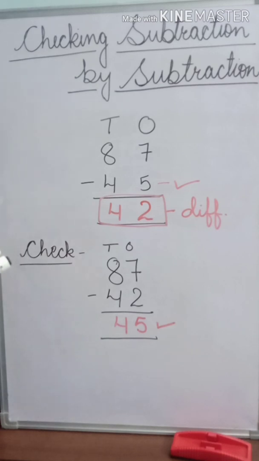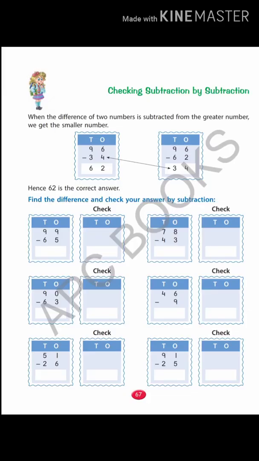So kids, you have learned how to check subtraction by using subtraction. Now check your own answers by using this method also, and solve more examples from your book, page number 67. So here is page number 67, and you can see you have to find the difference of two numbers, so you will get the greater number.